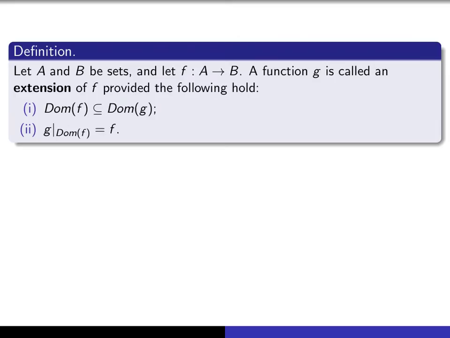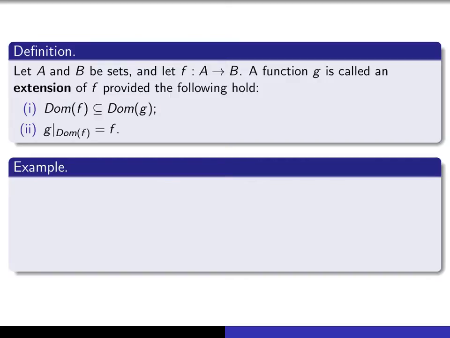Now let's talk about what we mean by an extension of a function. Suppose we start with a function f from set A to set B. Then a function g is called an extension of f, provided the domain of g is conceivably a little bit bigger than the domain of f, but when you restrict g down to the domain of f, you get back f. In other words, g is called an extension of f, provided that f is a restriction of g. So f is essentially the restriction of g to this smaller set, the domain of f.